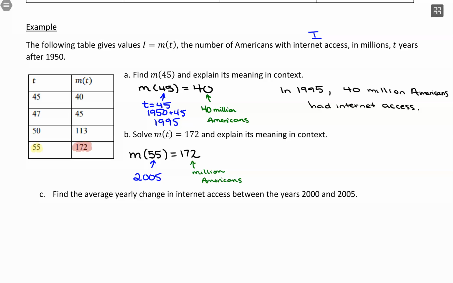So making a sentence, I'm going to say in 2005, 172 million Americans had internet access.